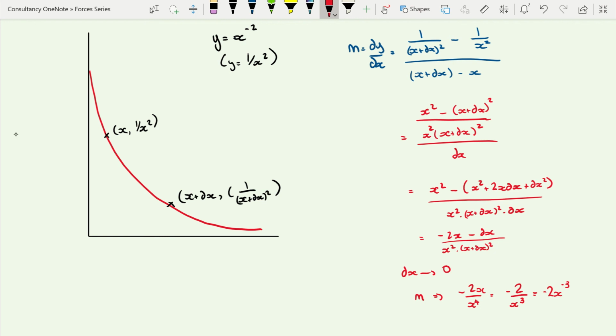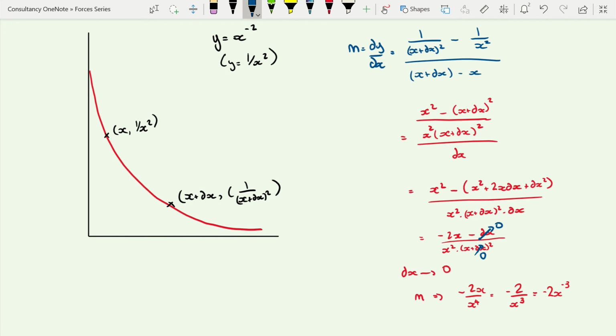Here it requires a bit more working because we have to combine these two terms together by giving them a common denominator, which is what you can see happening from here to here. I've given it a common denominator of x squared, (x plus dx) squared. And then I've worked through, but then we do the same thing. Once we get to this result, we ask, what happens as dx heads towards 0? That term heads towards 0, that term heads towards 0, and you end up with this expression, minus 2x over x to the 4, which becomes minus 2 over x to the 3, which is another way of writing minus 2x to the minus 3, which is the derivative of x to the minus 2.